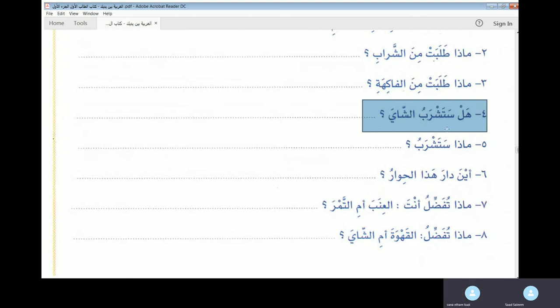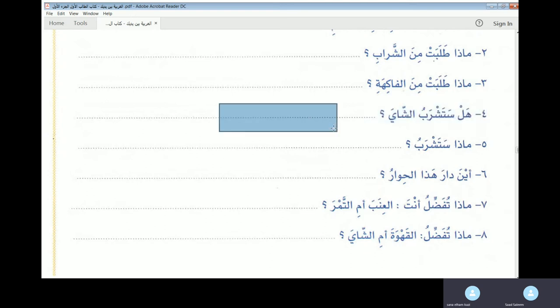Hal tashrabu shaya? Satashrabu is in the future. So, will you drink tea? La. Saashrabu ma. Okay. Good. Tea is not a good thing for health. Next. Want to say some items. So do you have to add al in the answer? You can just say anab or anaban. To make it definite, it's an appropriate thing. You should make it definite.